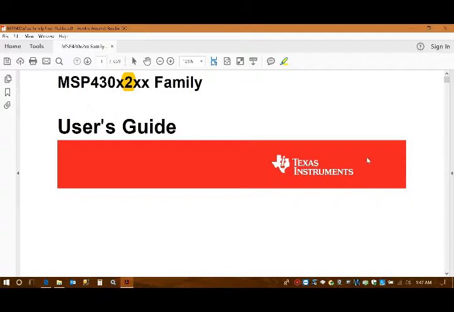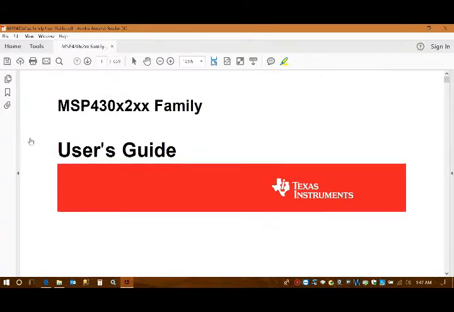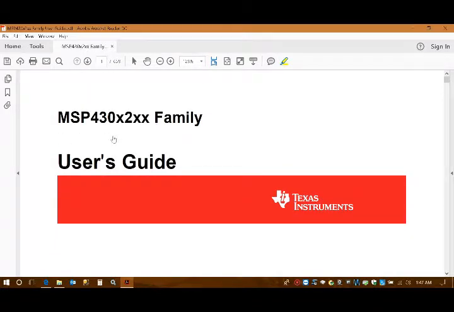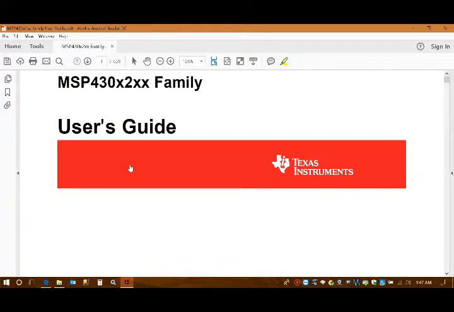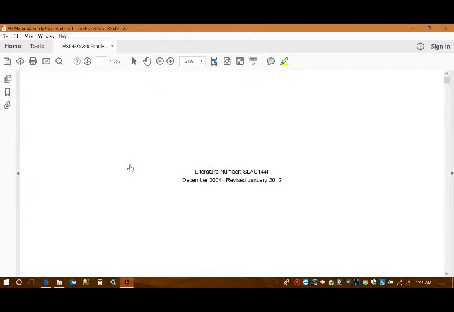So we will start off basically with the 2XX family. Now, reading the user guide is very essential, so please don't ignore the user guide. It is very simple to download the user guide. You can find it on my website. I have given the link, directly from TI. You can download it and make sure that you have the latest version, that is SLAU144I, the January 2012 version, right?